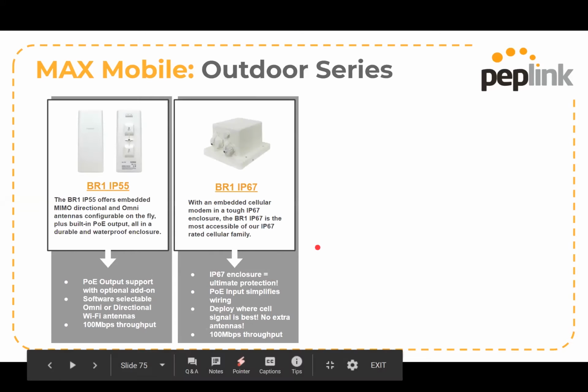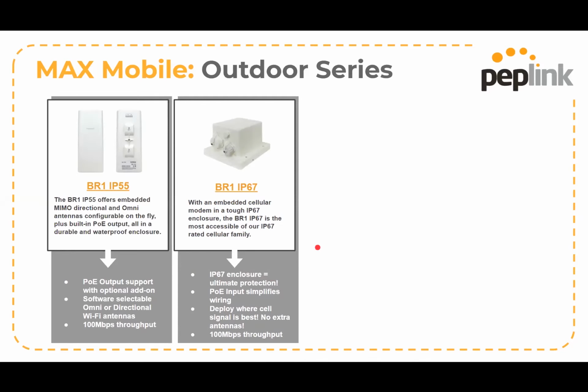Now, if you're in an environment like Southeast Asia and you are super humid and you need absolute dust proof, or if you're in the Middle East especially, and you have a lot of dust particles, we do have the IP67 rated BR1. It's essentially the same device as the IP55 with a much tougher enclosure. I will advise you, the BR1 IP67 is super popular with outdoor deployment as what? As a self-contained Wi-Fi access point.